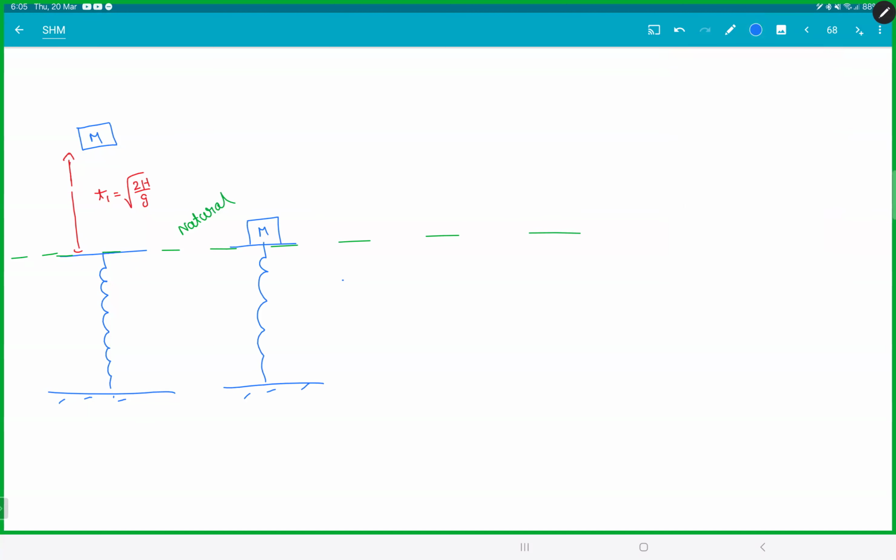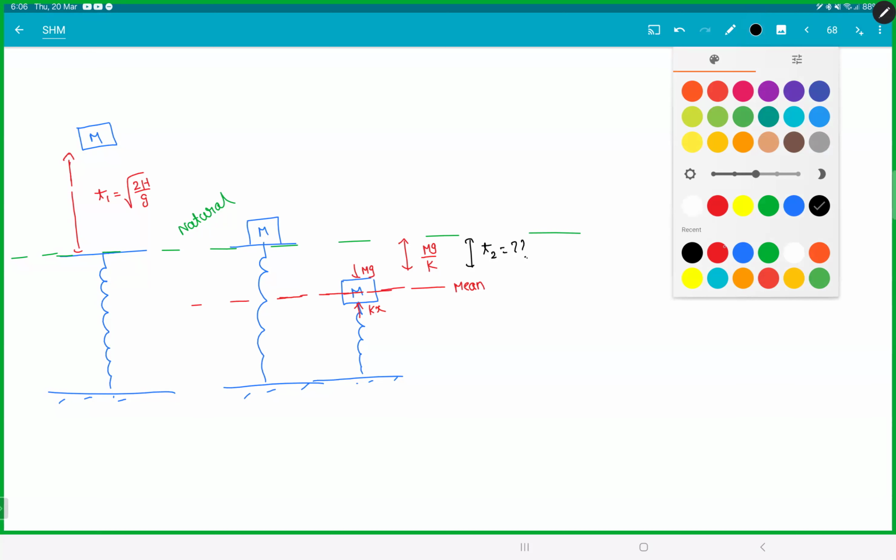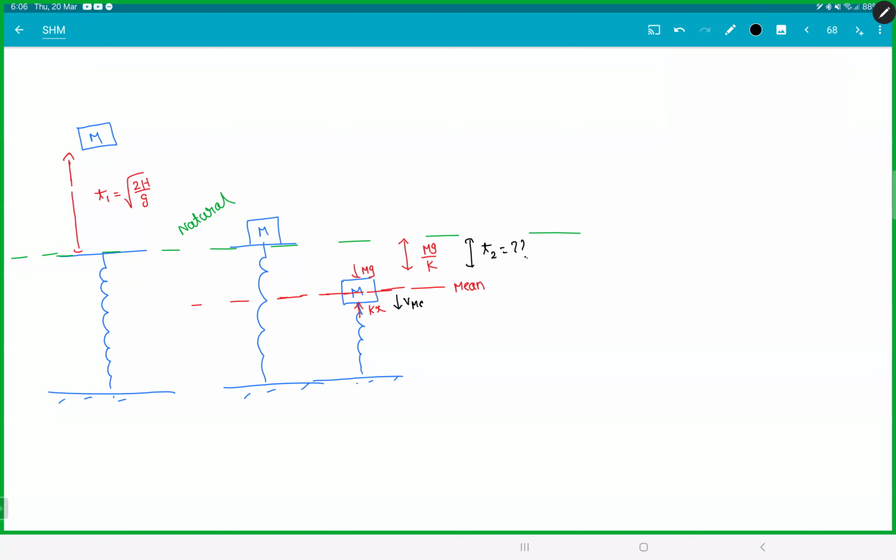Then the block will compress further. At this position, this will be kx and this will be mg. This distance will be mg by k. This is your mean position. From here to here, there will be some time t2, which we don't know. And at this position, the block will also have maximum speed because it is a mean position. One common mistake: people think you get maximum speed at natural length. As long as mg is greater than kx, the block will continue to accelerate, isn't it?